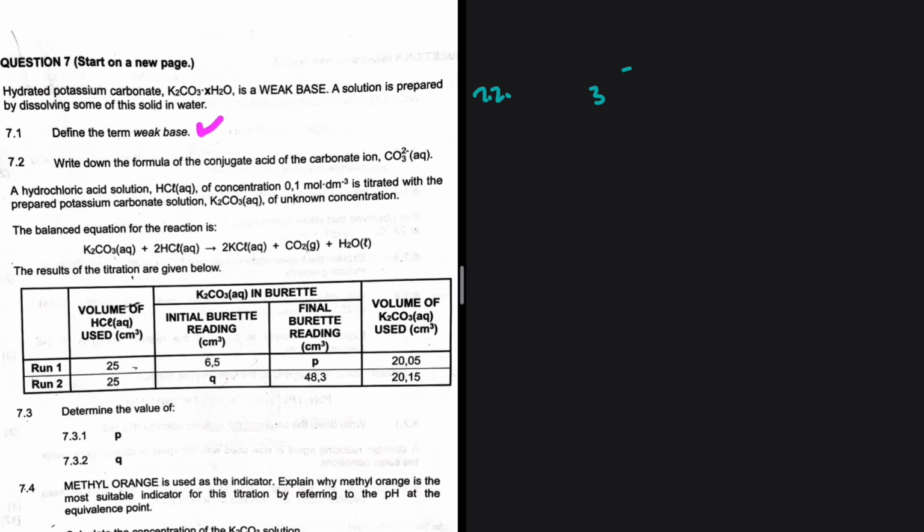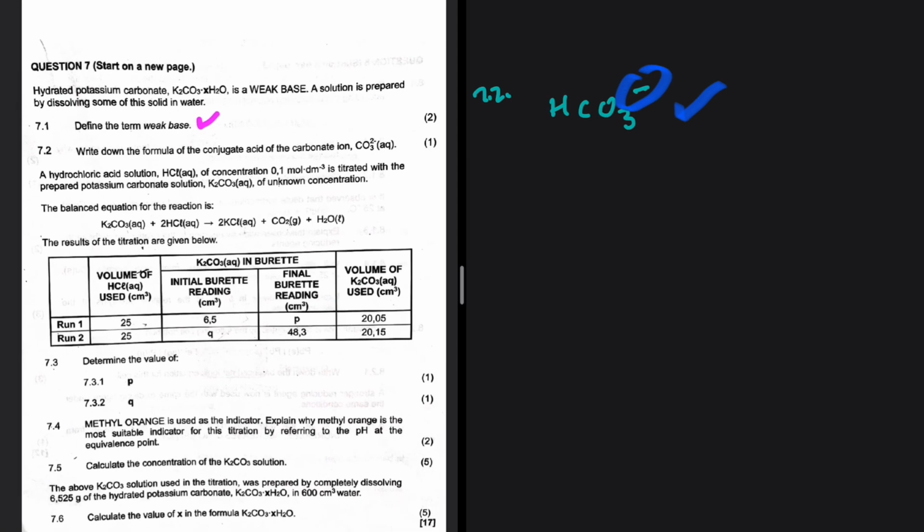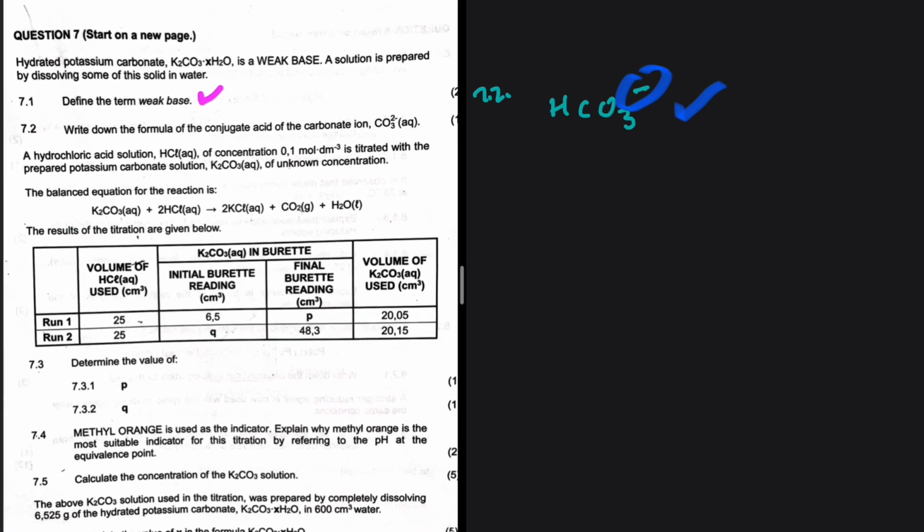So the answer to 7.2 is HCO3−, right? No longer 2−, but just −, because we have accepted a hydrogen. We have accepted a proton, so it must be − and not 2−. Hope you didn't make that mistake. Okay, let's hear the stories.